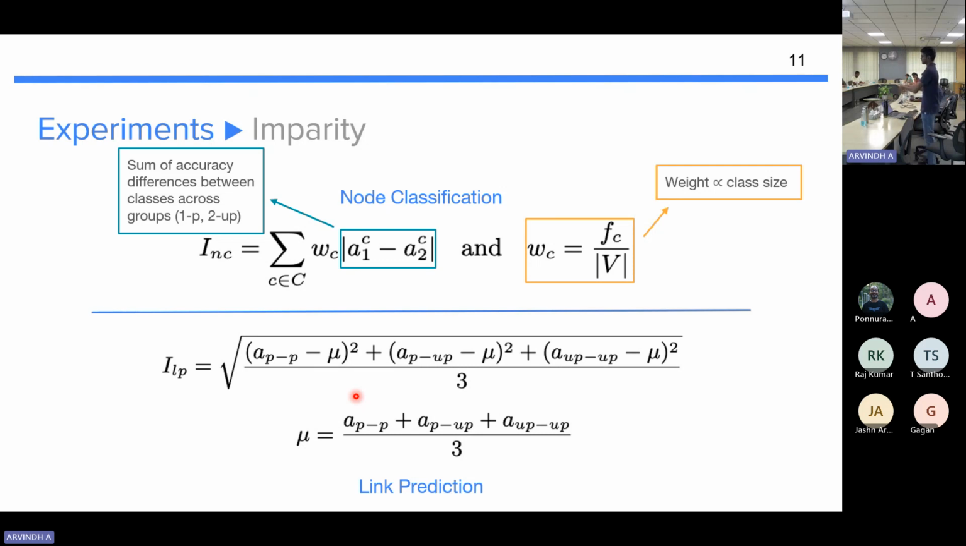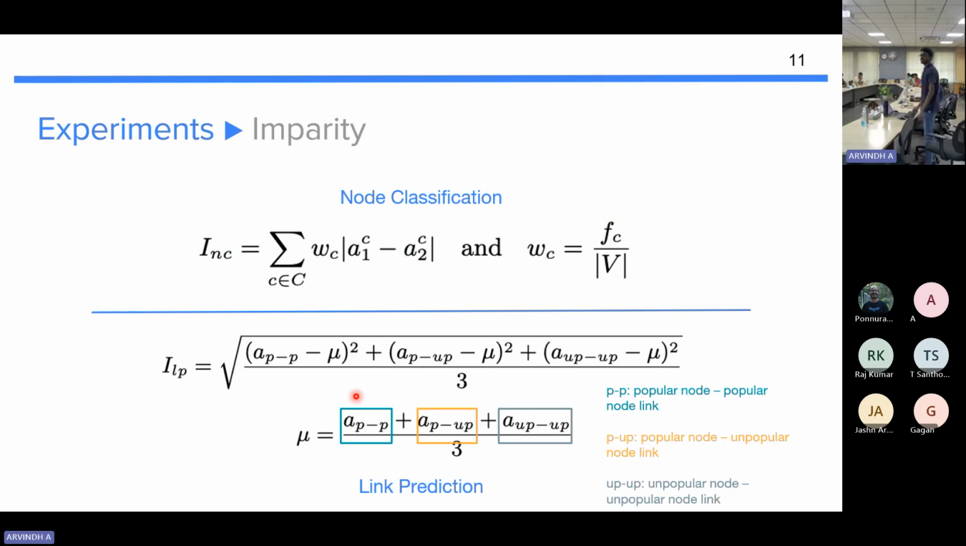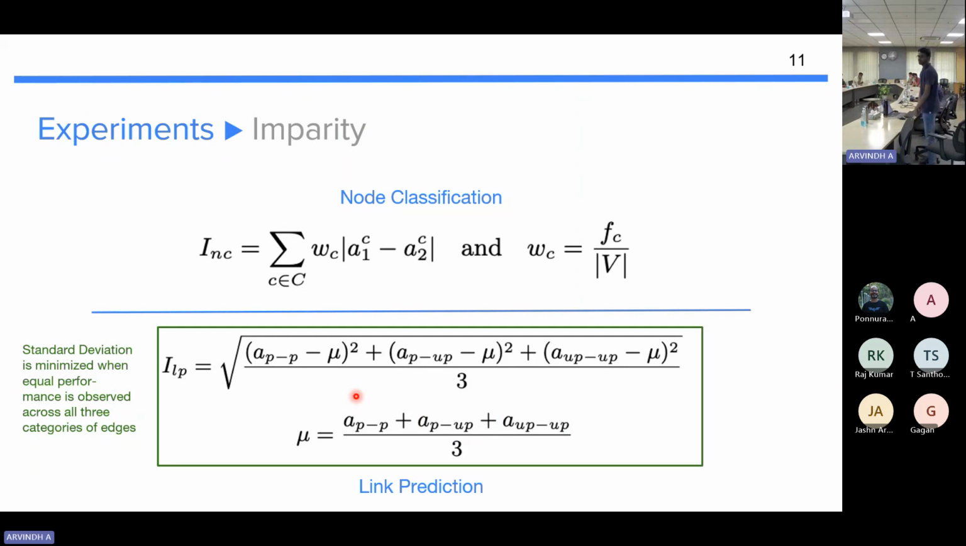So let's say in the downstream task in the given graph, you have six classes, then you compare it across classes. And we also weight it proportional to the class size. So the motivation here is that smaller samples should not skew the metric as much as larger representative samples. For link prediction, if you look at it, we will have three types of edges. One is between a popular node and a popular node, which is PP. One is between a popular node and an unpopular node, PUP, and UPUP, which is between an unpopular node and an unpopular node. We stick to something purely statistical here. So we stick to standard deviation because it is minimized when the performance observed across all these three categories of edges is as close to their mean as possible. So this is a very simple motivation to go with it.